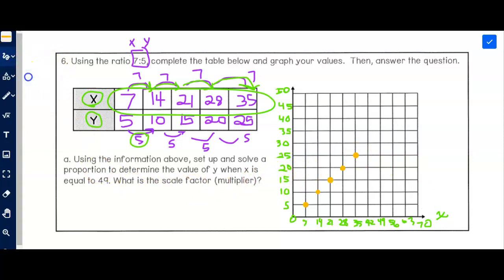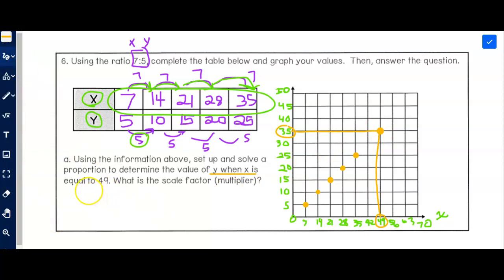Now it says, using the information above, set up and solve a proportion to find y when x is 49, and then what is the scale factor? So we have our graph, and I am going to look right here. 49 is here, and it's saying figure out the solution for y. Well, it's right here, because when these two meet, they meet right there. So I'm going to use my graph as well as a proportion, which is what they're asking me to set up.